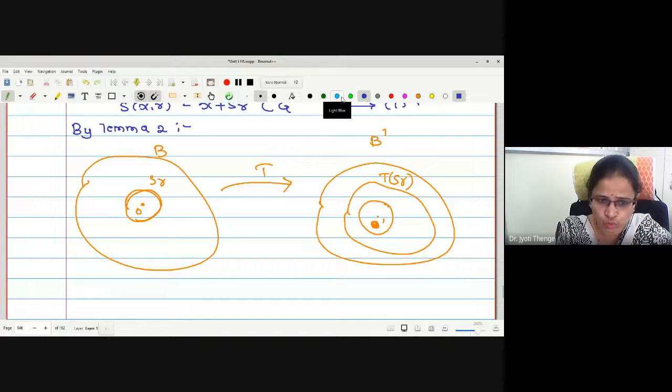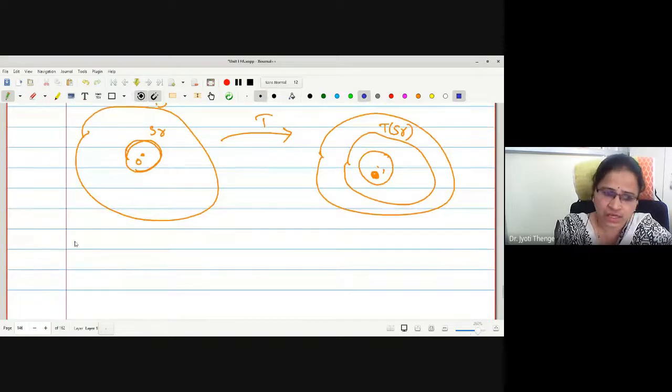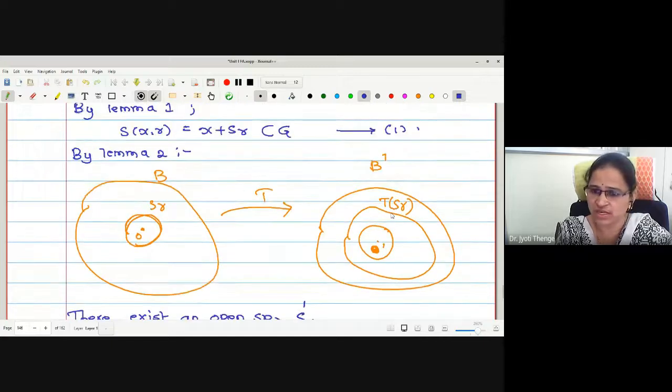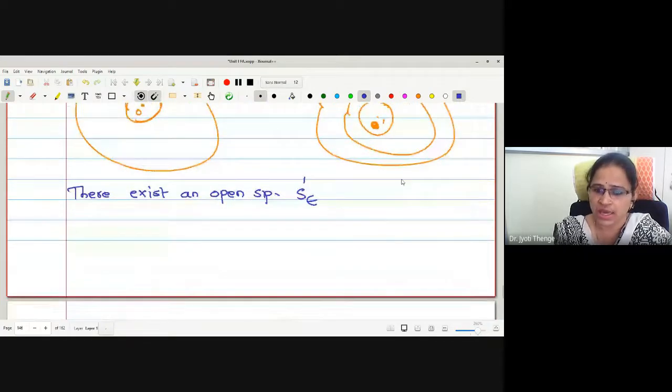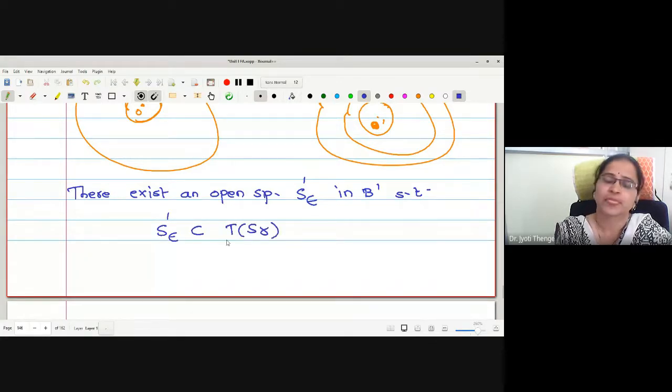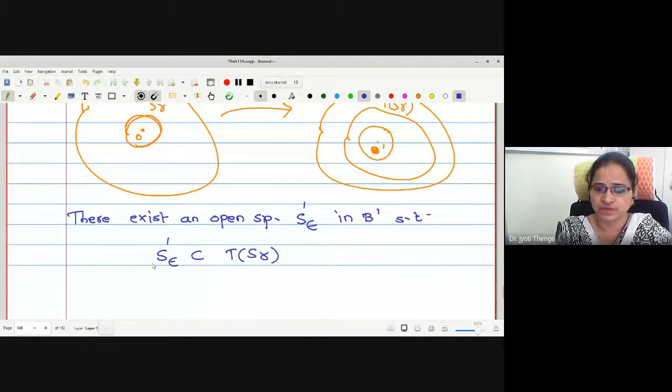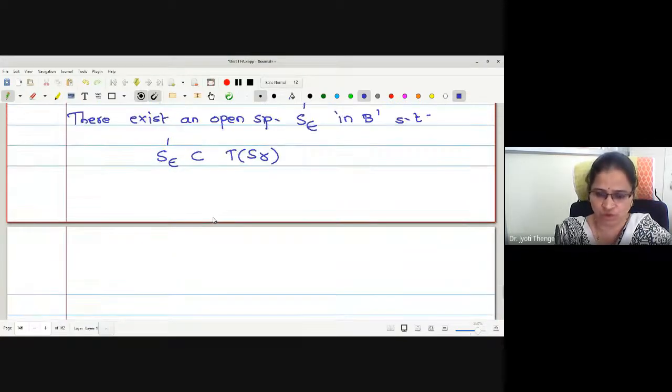By lemma number 2, there exists an open sphere. Let me write it as S epsilon dash; dash is a symbol I am using just to mention that this is the open sphere in B dash. S epsilon dash in B dash such that S epsilon dash is contained in T of SR. Is the point clear? By lemma number 2, the image of this open sphere contains an open sphere. This is what we have written.